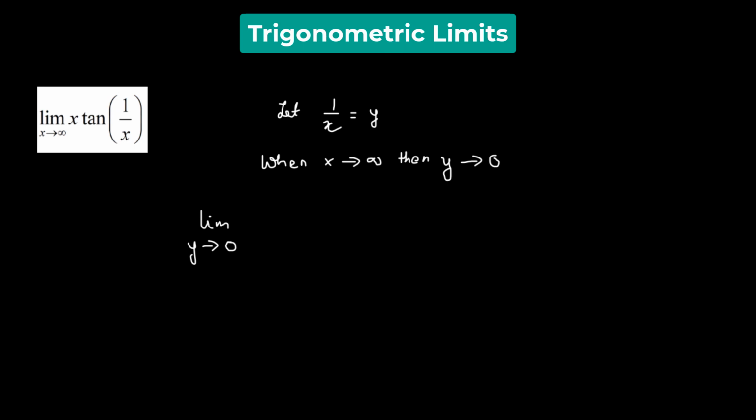So x will become equal to 1 over y. So we have 1 over y times tangent of 1 over x, which is equal to y. Or we can simply say, we have the limit as y goes to 0 of tangent y over y. So as per our definition, this limiting value is going to be equal to 1.